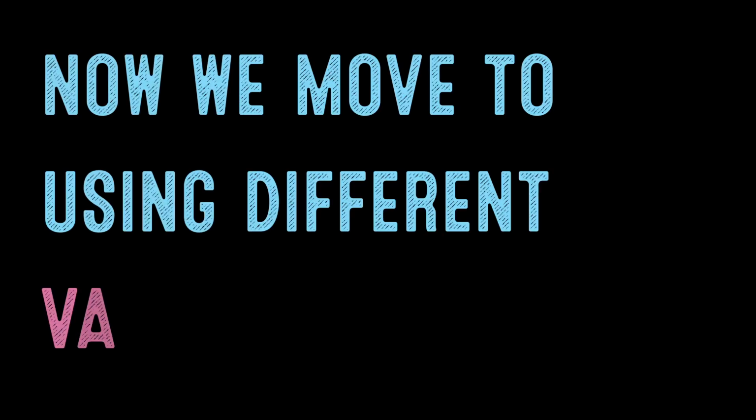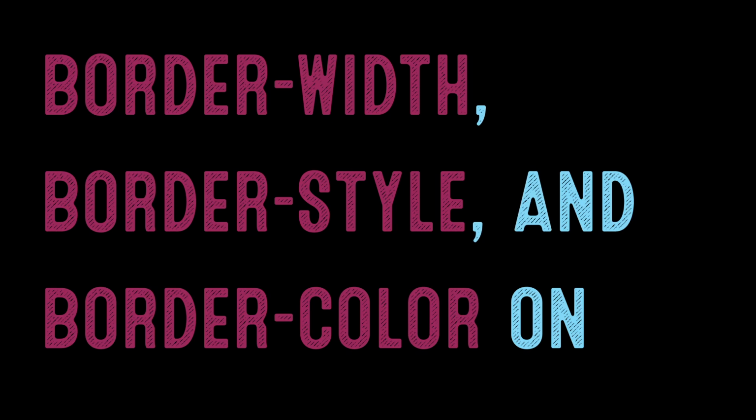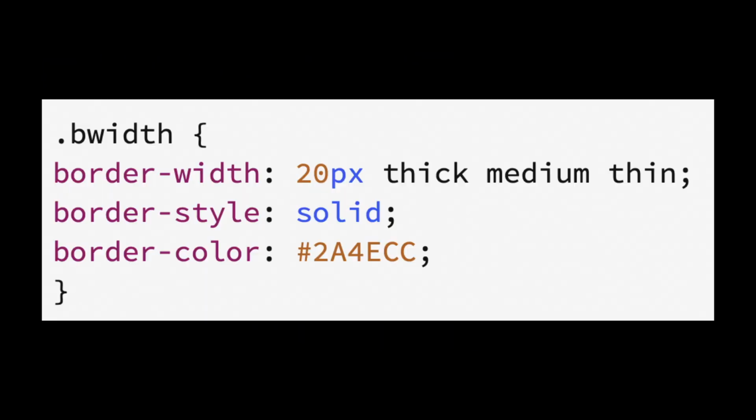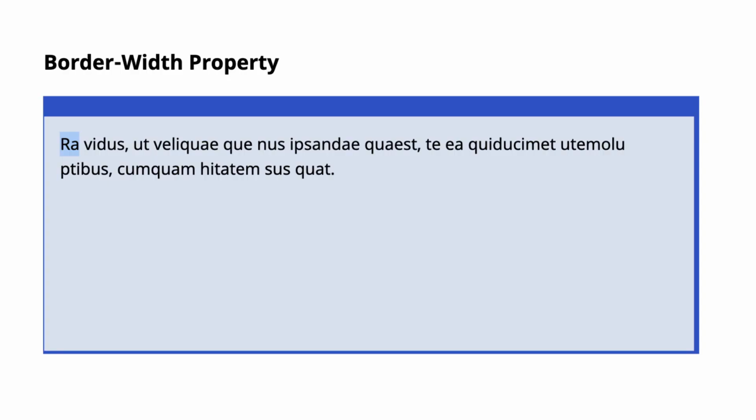Now we move to using different values for the border width, border style, and border color on each side of the element. We will look at the CSS code first. In this case, we are looking at different border widths all around our element with 20 pixels at the top, thick to the right, medium to the bottom, and thin to the left. Our border is solid, with the same blue color as previous. This is how it would look.